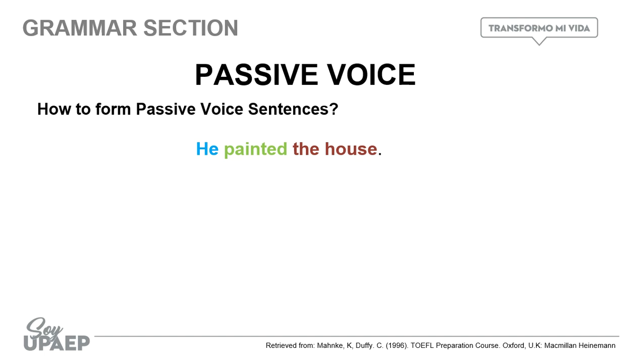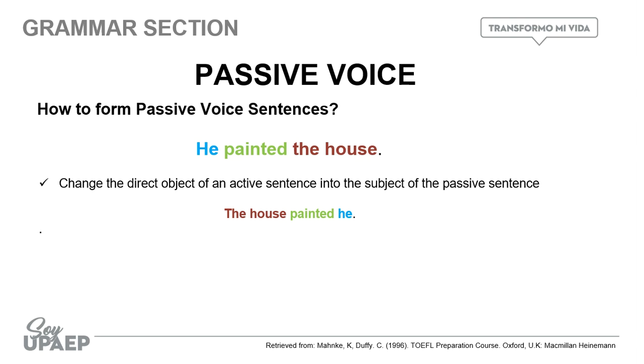So in this sentence, we have he painted the house. What do we do first? First, remember, we have to change the object in order to be part of the subject. For example, the house becomes the first part of the sentence. It becomes the subject. And he, that used to be the subject, becomes the object. The house painted he. This sentence is still not correct, but this is the first step.